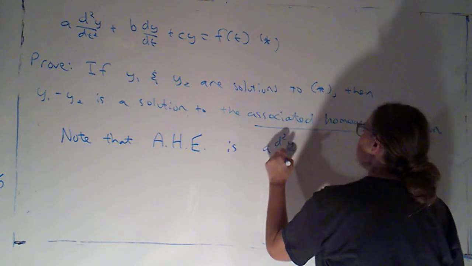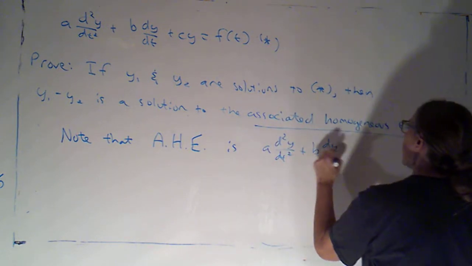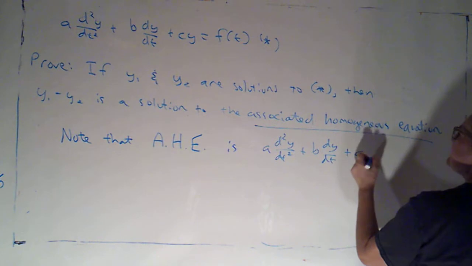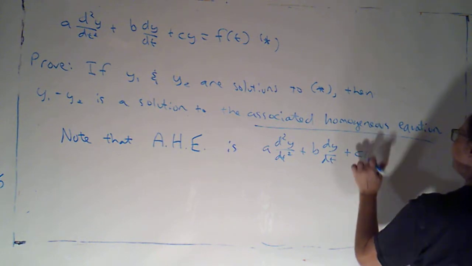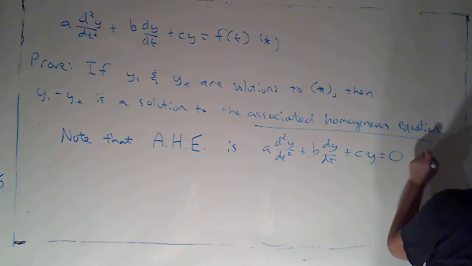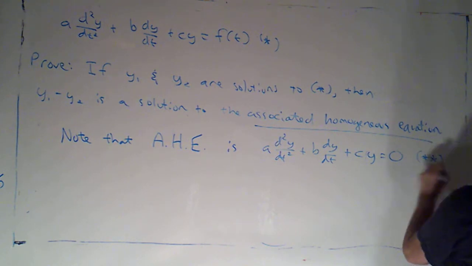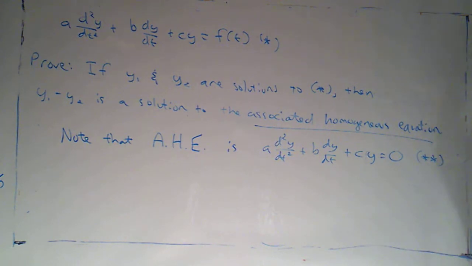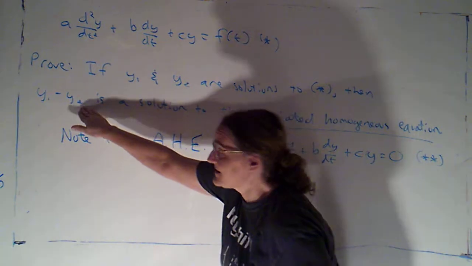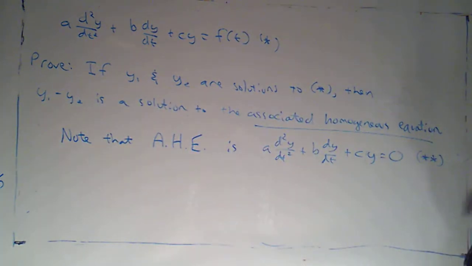So note that the associated homogeneous equation is a d squared y by dt squared plus b dy by dt plus c y is equal to 0. And let's just call that double star, because I'm going to be trying to prove that this thing is a solution to this particular equation.